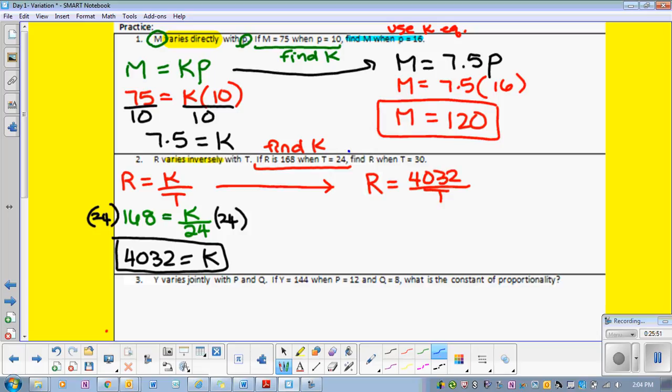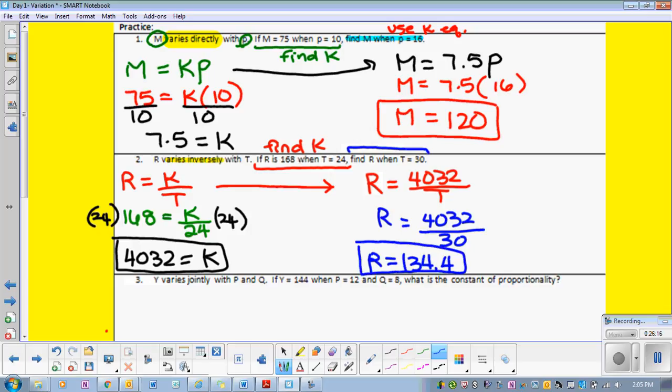Find R when T equals 30. Well, R equals that K over T, and T is 30. So what's your R? 134. Wasn't it point something? 134.4. Does it stop at 4? Yeah. Okay, good. Thank you. All right, so there you go.